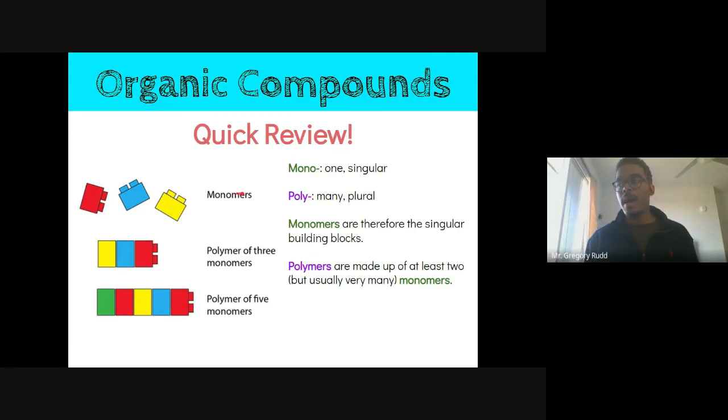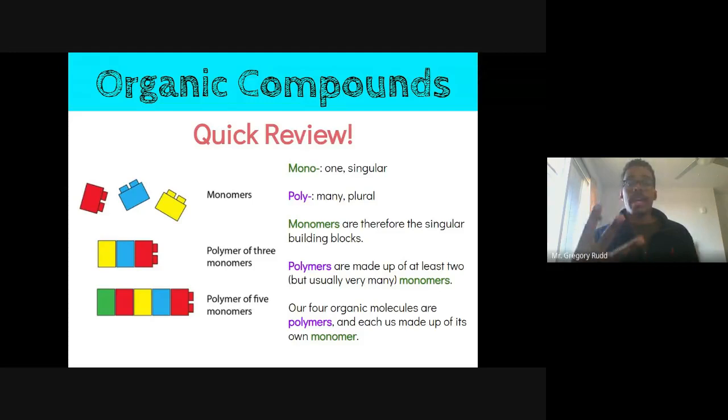There could be a polymer of 3 monomers, 1, 2, 3, as we see here. There could be a polymer of 5, 1, 2, 3, 4, 5 monomers, as we see there. But in reality, most of the organic compounds that we're talking about are made up of dozens, if not hundreds, of monomers. Okay, so they're quite large and they're pretty complex structures.